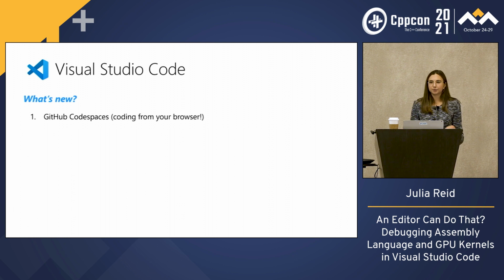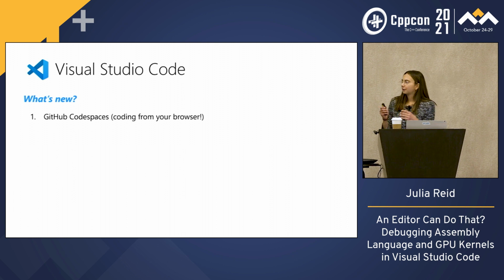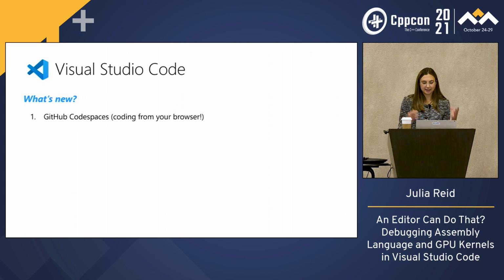Can I get a show of hands for people who have heard of GitHub Codespaces, know what it is? Okay, a few people. So GitHub Codespaces is a cloud-based development environment for Visual Studio Code. You can think of it as VS Code backed by high-performance VMs that start in seconds, and you can access that cloud-based development environment from your web browser.